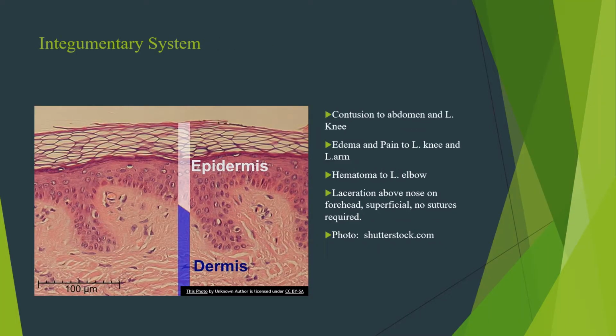So looking at his body systems, a review of his body systems, including his integumentary system, it's obvious that we did find contusions to the abdomen and left knee, hematoma to the left elbow, edema and pain of the left knee and left arm, lacerations on his forehead, and really nothing else, just some minor scrapes and bruises. But the major system involvement were the ones that we just identified.